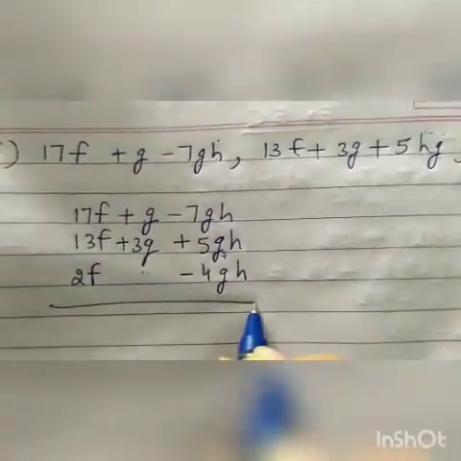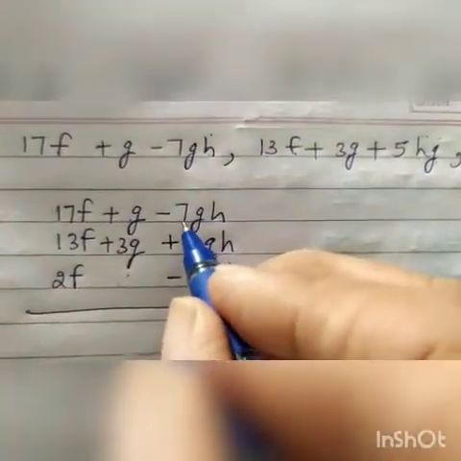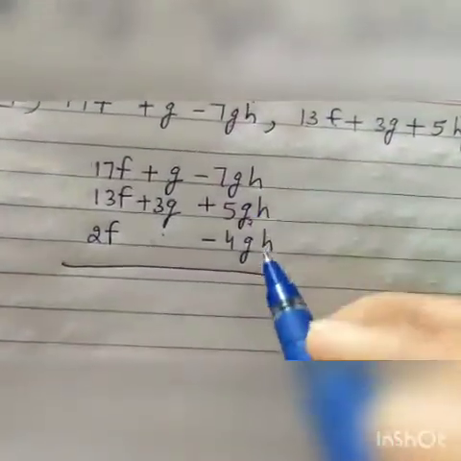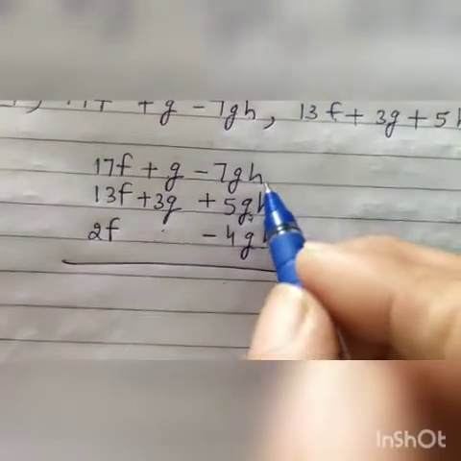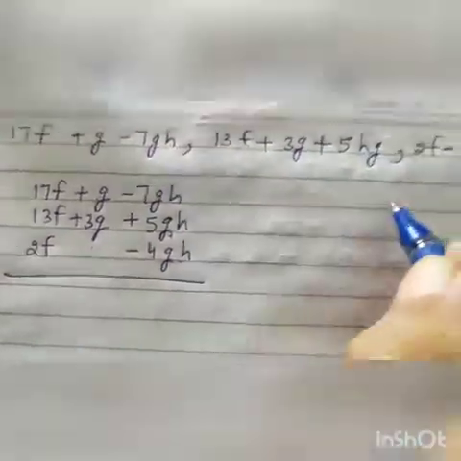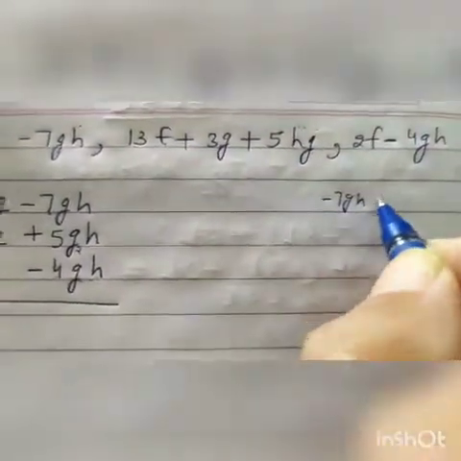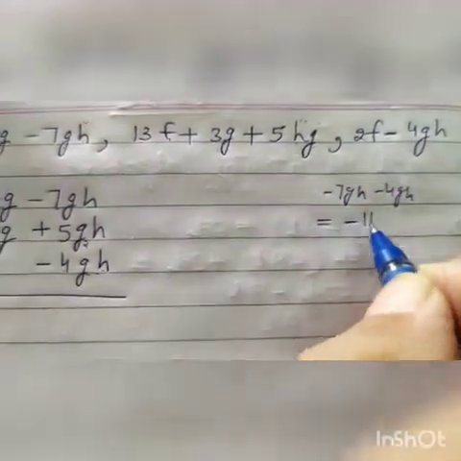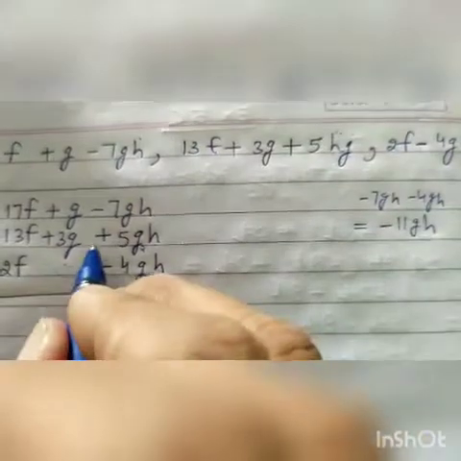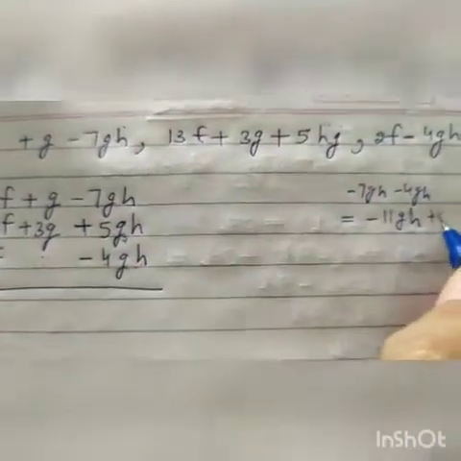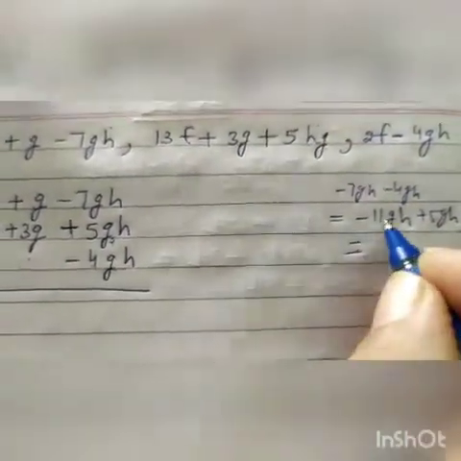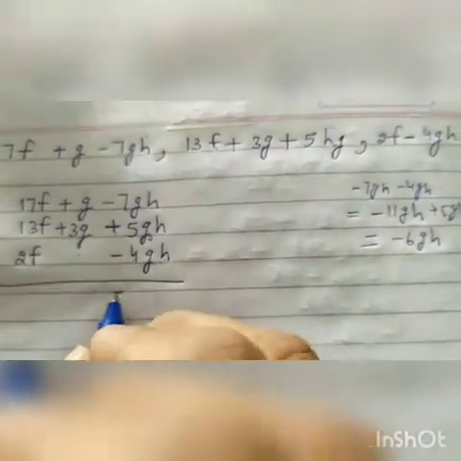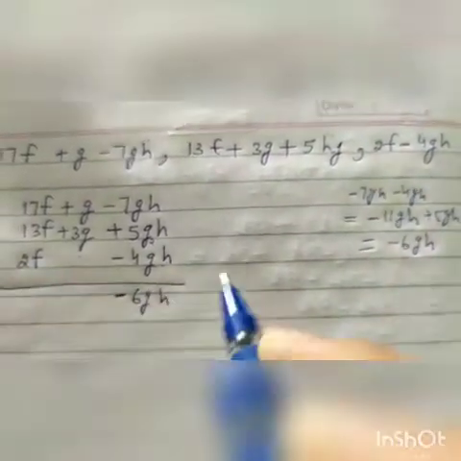Now simplify it. See this 7gh, how we will simplify it, students? Suppose we are taking first these two terms, minus 7gh and minus 4gh. Minus 7gh minus 4gh, it will be minus 11gh. Then plus 5gh. When we simplify, we will get 6gh. So we will write here minus 6gh.